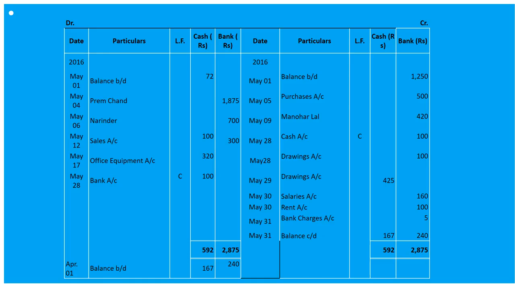Next one is paid to Manohar Lal by check for 420, discount received 80 rupees. So by Manohar Lal, 420 rupees we will write under the bank column. The discount entry we will do in journal proper, in working notes. On May 12, cash sale of 400, of which 300 were banked. So to sales account, 100 rupees in cash and 300 in bank account. Fine. On 17th, sold a typewriter for cash, to office equipment, and it will be 320 in cash.